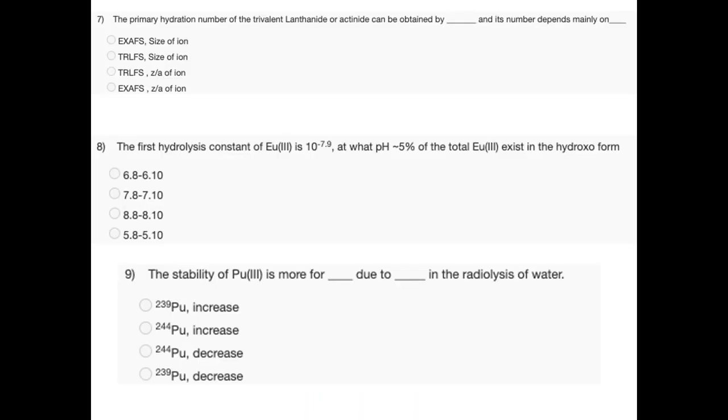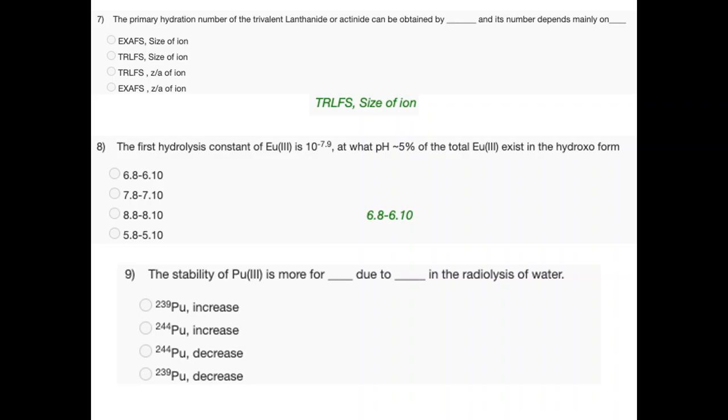Primary hydration number of a trivalent lanthanide or actinide can be obtained by TRLFS, or ion size of the ion. The first hydrolysis constant of U3+ is given. At what pH does 5% of total U3+ exist in a hydroxy form? The right answer is 6.8 to 6.10.